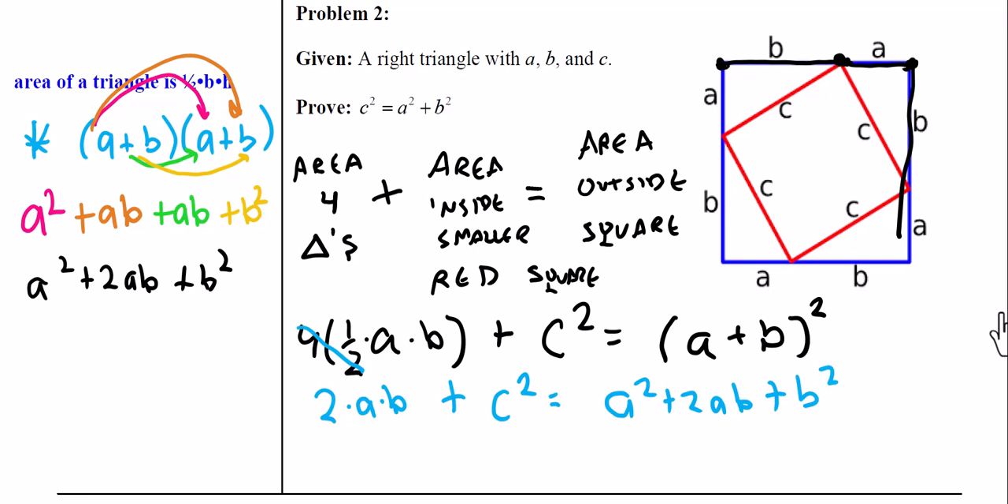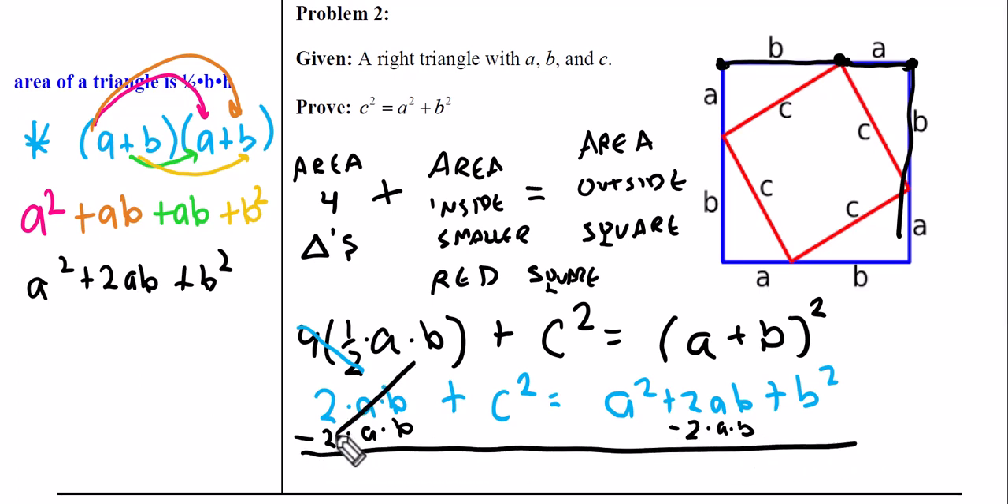Now, this looks a little different than last time. We have a 2ab here, we have a 2ab here. If I subtract this to the other side, they cancel out. And I'm left with c squared equals a squared plus b squared. Oh snap.